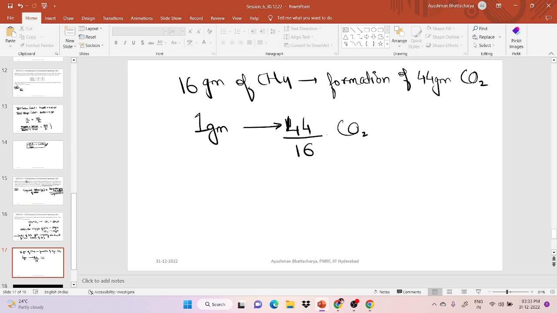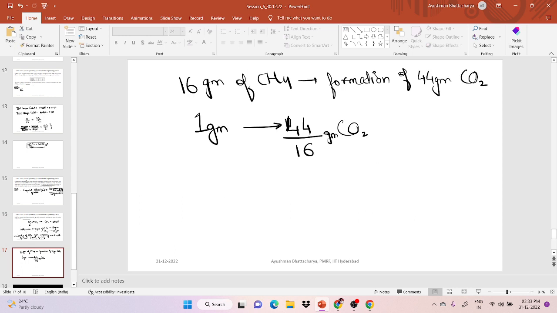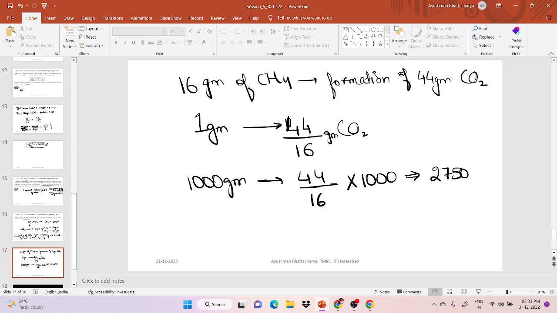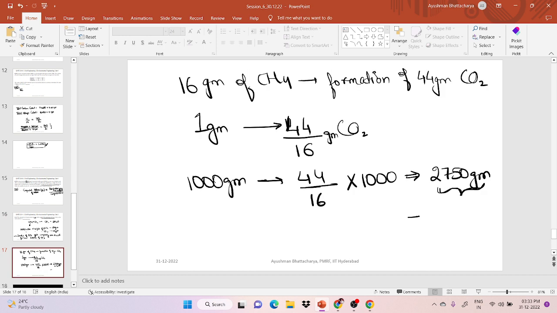Okay, this much gram of CO2 will be produced, but in the question they are asking not in per gram, in kg. So for 1000 gram, basically 1 kg, it will be 44 divided by 16 into 1000. So now you got 2750 gram. So again, see, there is a twist. We got till now in gram, we should get in terms of kg, because the question is asking in kg, for completely oxidizing 1 kg of CH4. So since we have to report the answer in kg, it will be 2.75 kg.